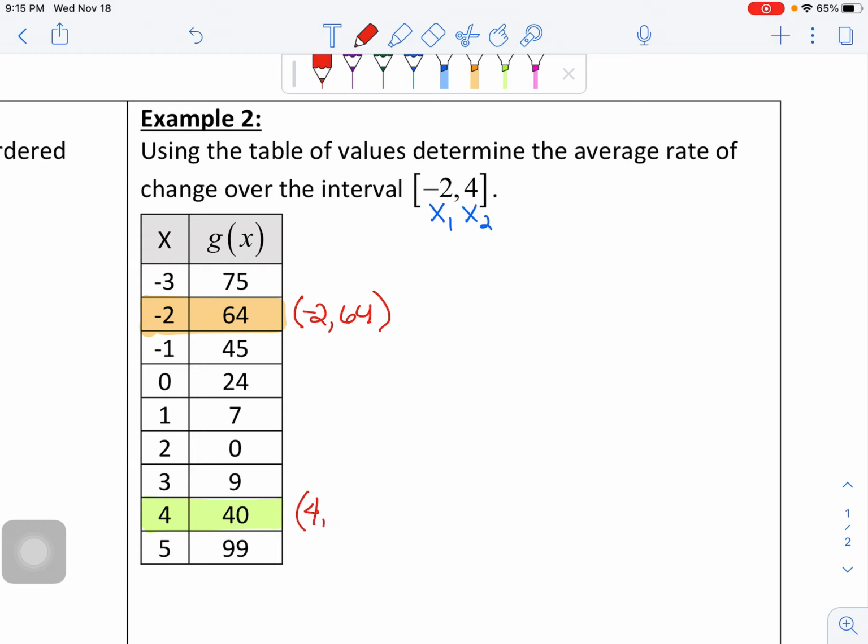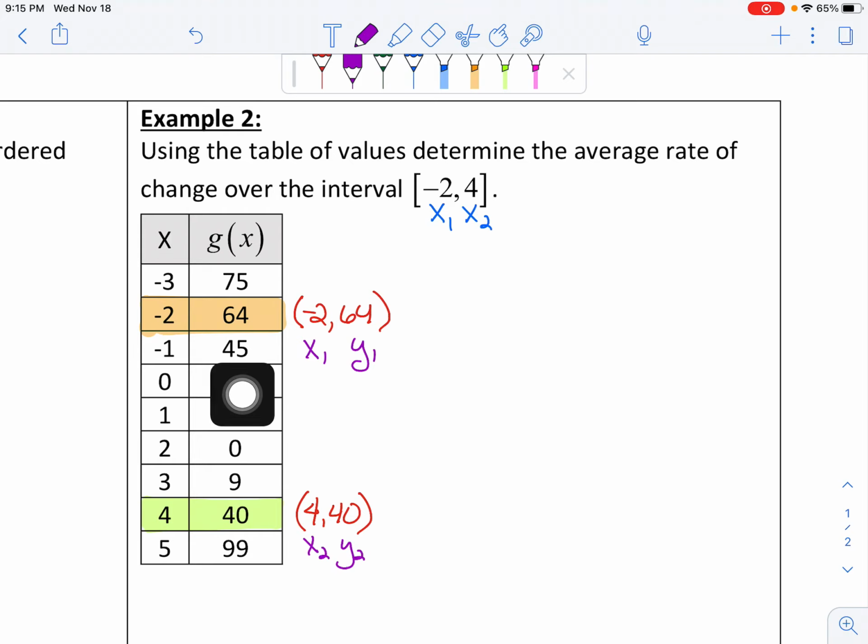Now, all those other numbers in the problem don't matter, right? It's not going to matter what any of these other numbers are doing. What matters is this x value of -2 is paired up with 64, so that makes my first ordered pair. This x value of 4 is paired up with 40, that makes my next ordered pair. Now that I've got the ordered pairs, I can do exactly what I did in example 1. So I'm going to mark these if you want to: x1, y1, x2, y2.